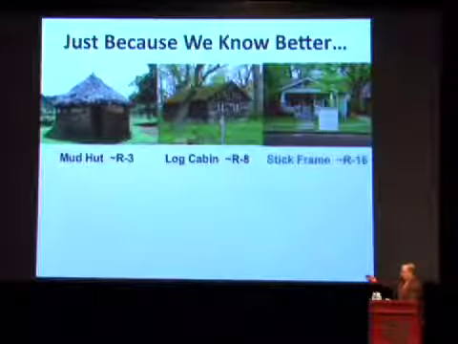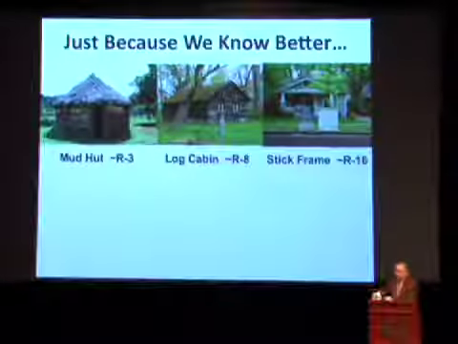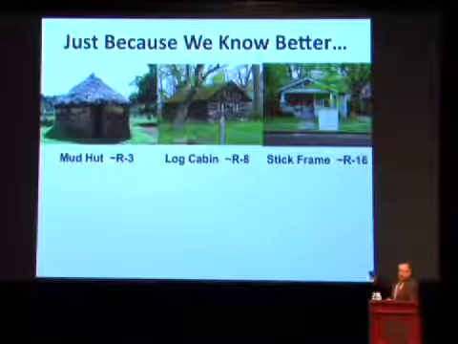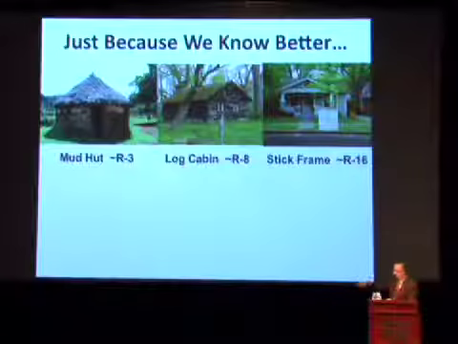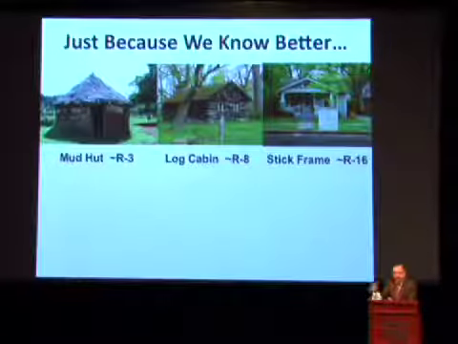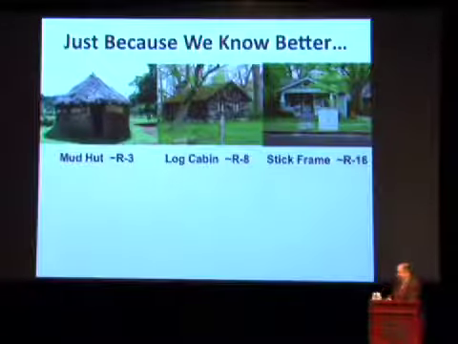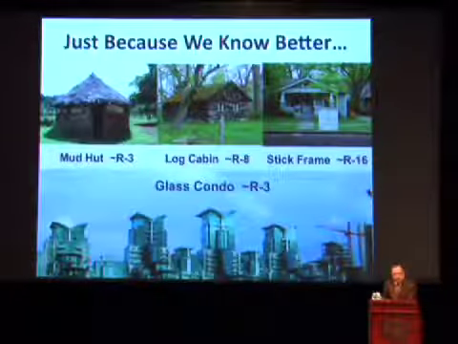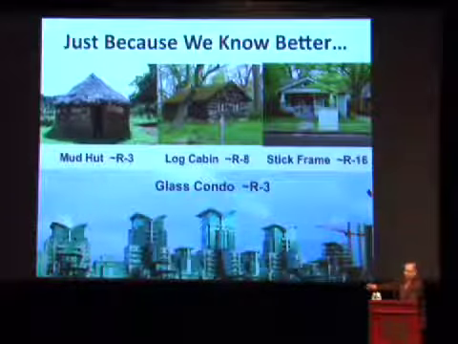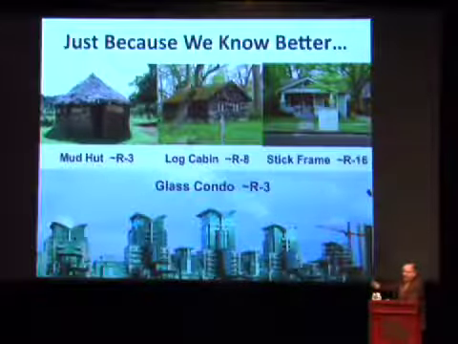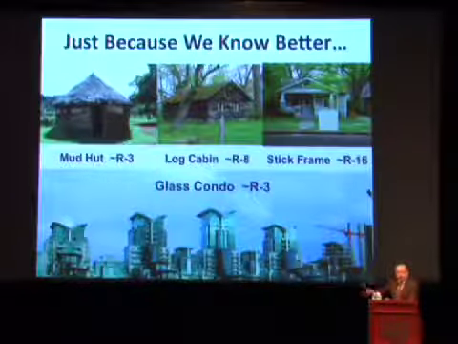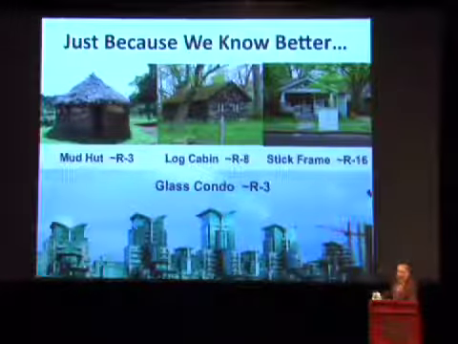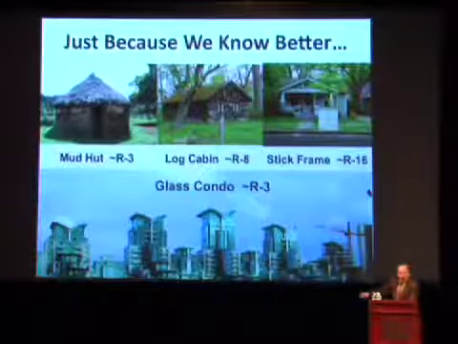So R value, in case you don't know, refers to the level of insulation in a building. So higher is better. So this building here is better insulated than this one, and this is a natural progression. We've learned the importance of insulating our buildings against the cold. However, we don't necessarily do it. Here's glass condos. You see them everywhere. They have terrible, terrible thermal performance, and yet this is what we build. We know better. We could build very efficient housing. We choose not to, okay?